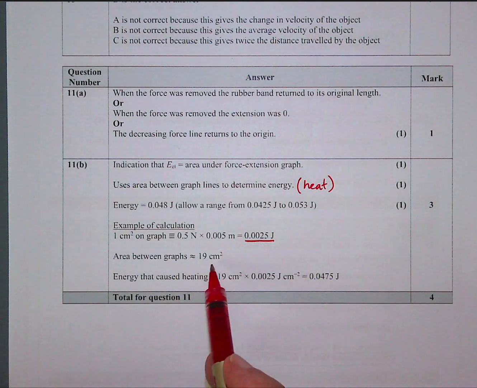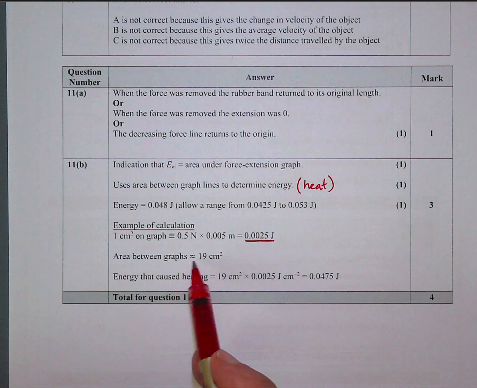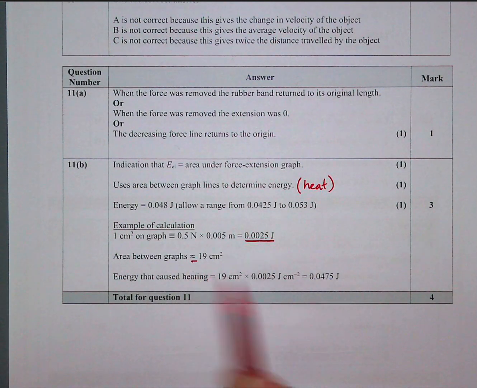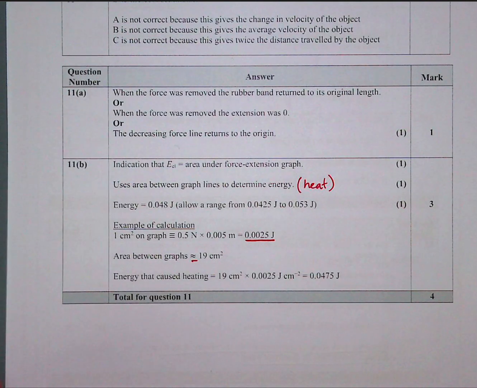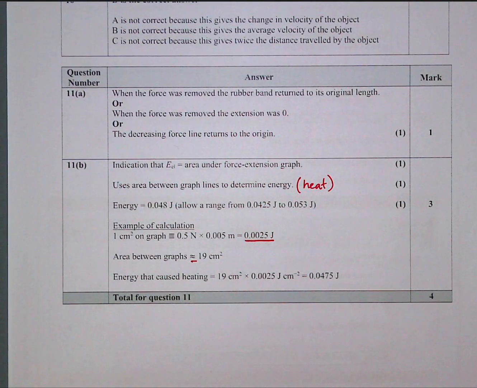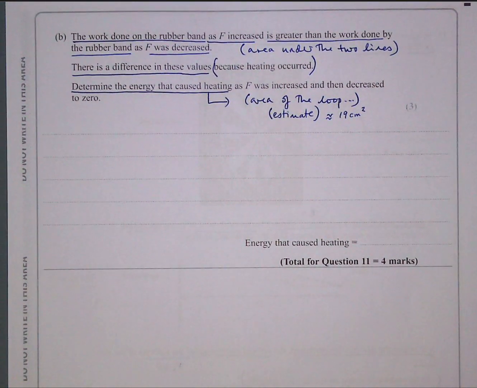They've estimated it to be 19 centimeters squared, and you see this is an approximate sign. If you get to within approximately 19 centimeters squared, you can then do the maths. Okay, and that's how you get the 3rd mark. So that's number 11.